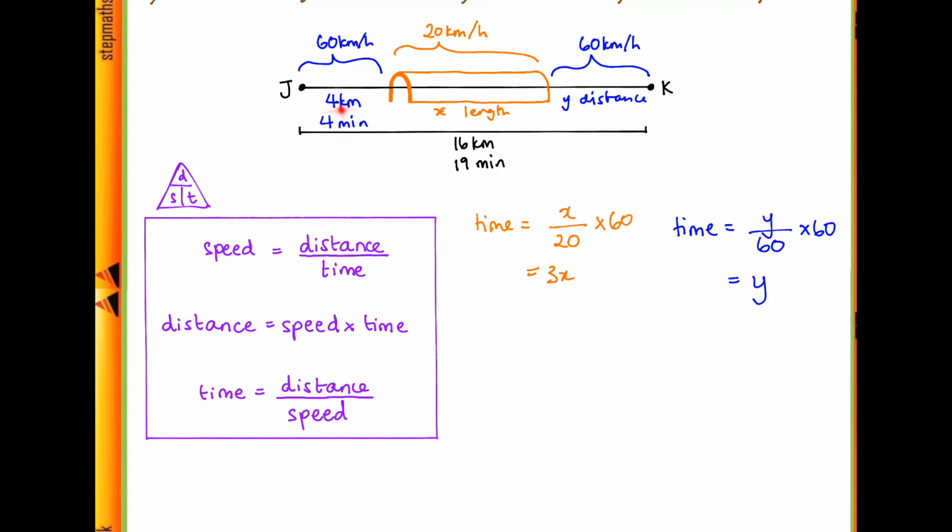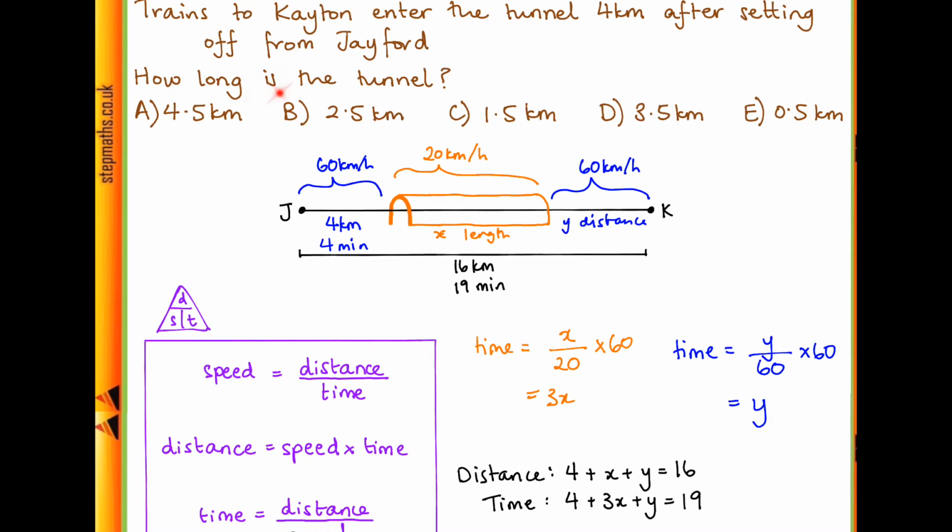Okay, so now we have a distance and a time for each part of our journey, and we also have a total distance and a total time. How can we put all that together? If we add up our distances, 4 plus x plus y, that gives our total distance, 16, so that's one equation. Adding up the times, 4 plus 3x plus y, equals the total time, 19. So now we've basically got two simultaneous equations for x and y, and we want the length of the tunnel, which is just given by x.